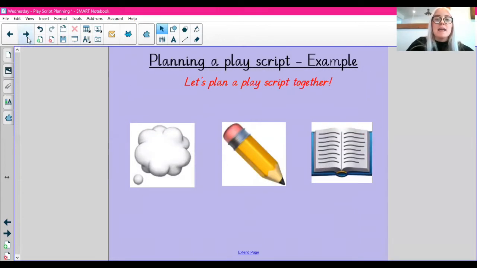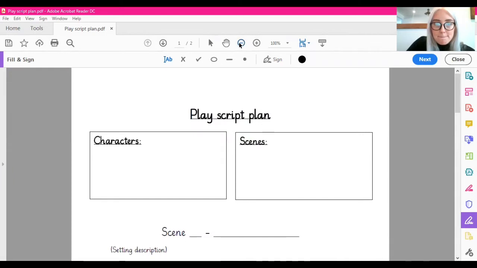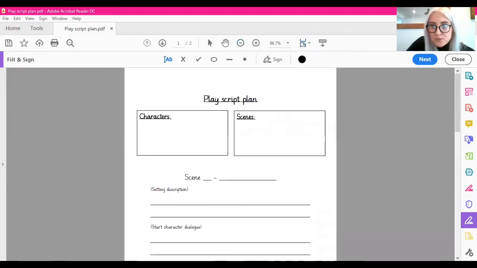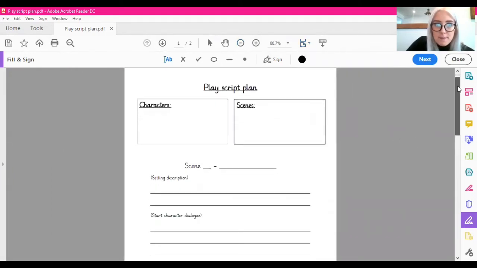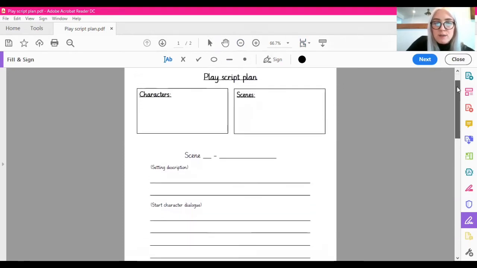So planning a play script. First we're going to do an example together. So I'm going to show you what the planning sheet looks like. This planning sheet is linked on DB Primary. This is what it looks like. So this is what you're going to be filling out today.